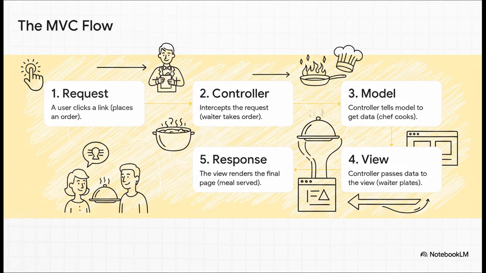Now, the waiter doesn't cook the food, right? They give the order to the chef, who is our model. The chef works with the data, the ingredients, and prepares the dish. Then the waiter takes that finished dish, our view, and brings it out to you. It's a perfect system that keeps the whole kitchen running smoothly.